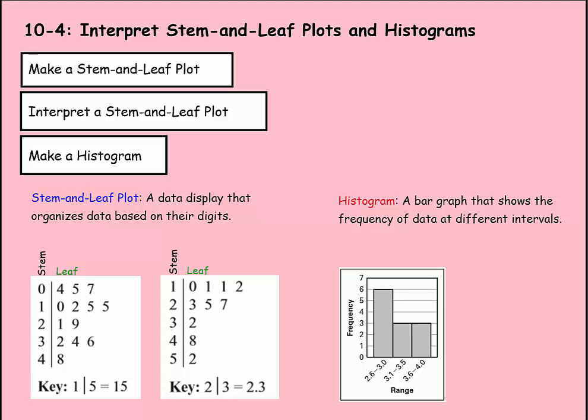We're on lesson 4 of chapter 10, which we're going to interpret stem and leaf plots and histograms. First, we're going to make a stem and leaf plot, then we're going to interpret a stem and leaf plot, then we'll make a histogram. The first thing to learn will be a stem and leaf plot. Well, that's a data display that organizes data based on their digits.